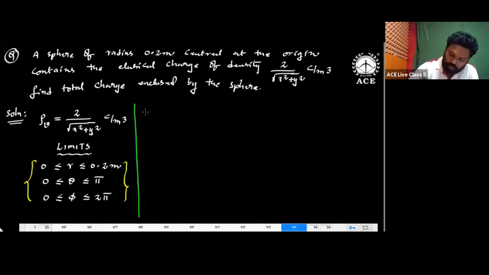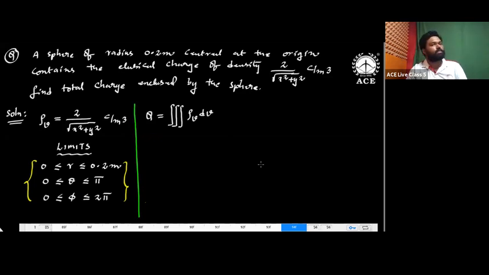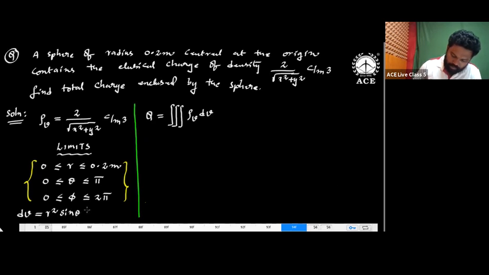How do you find the total charge? Volume integral of rho v into dv, right? But here limits are given and the structure is a sphere. The best suited for ease of integration would be the spherical coordinate system. So here you can write the differential volume: r square sin theta dr d theta d phi.